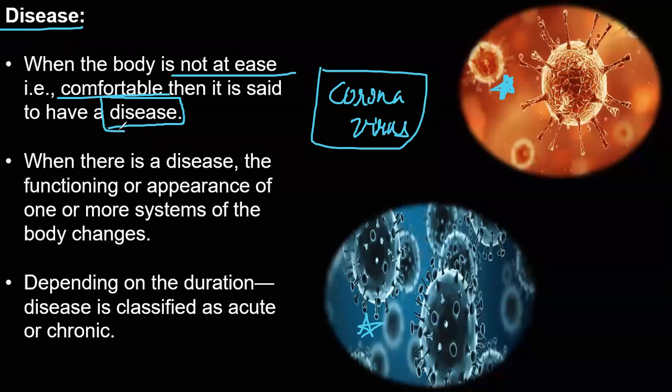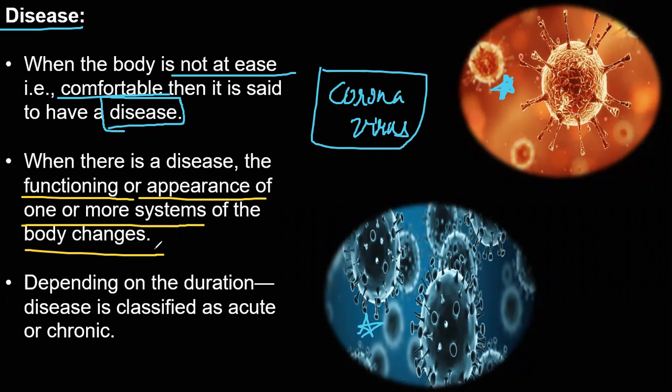Perfect. So, disease is the state of the body when it is not at ease or when it is not comfortable. Then we are having a disease. We say that we are suffering from a disease. When there is a disease, we can see the malfunctioning or appearing of more than one change in the body.